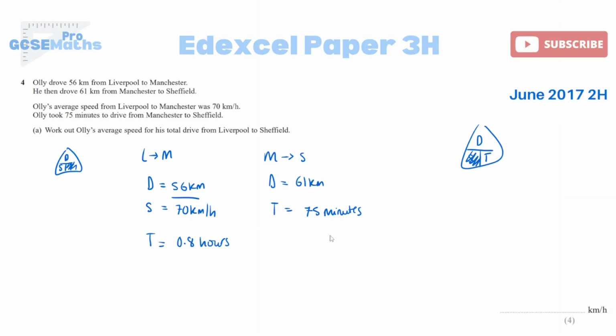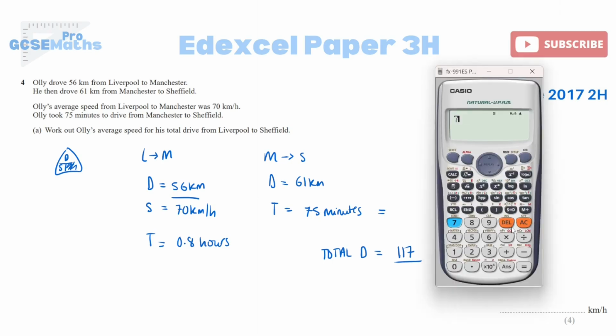Well, I've got both distances, so the total distance would be 56 plus 61, which is 117 kilometres, divided by the total time. But because we want it in kilometres per hour, we have to also use the time in hours. We do have the 0.8 hours from earlier. We now need to convert this 75 minutes into hours. To convert any minutes into hours, I just need to divide it by 60. So as a decimal, it's 1.25 hours.